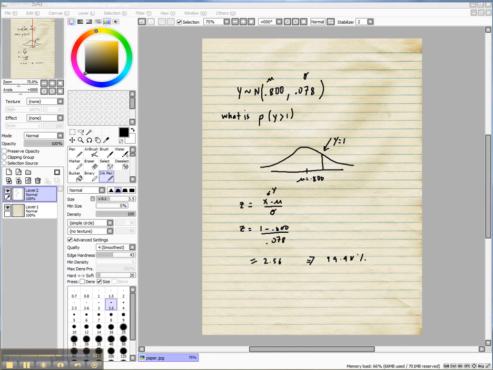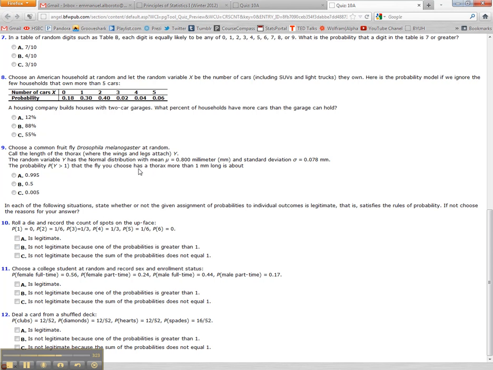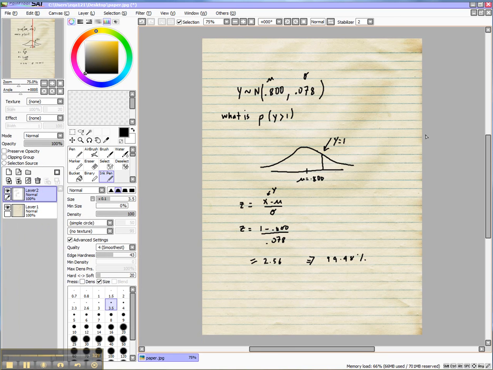So the question, going back to it, asks the probability that y is greater than 1, that the fly you choose has a thorax more than 1 millimeter long. So what we're looking for is the right side, right? This is what we're looking for. This is where the thorax is going to be greater than 1. So to solve for the right side, if you guys remember, you're going to subtract 1 minus this percentage from the beginning to the line, and that obviously is this 99.48.